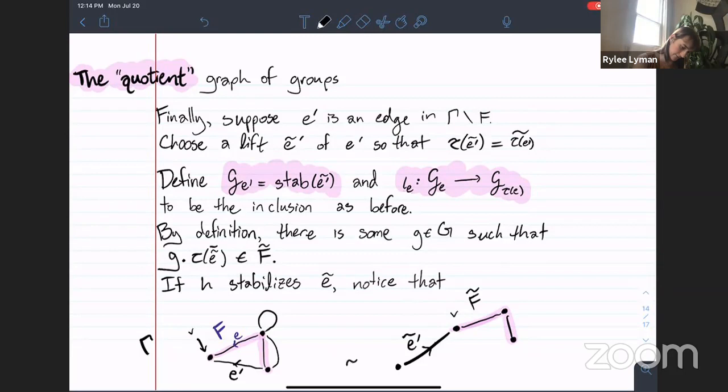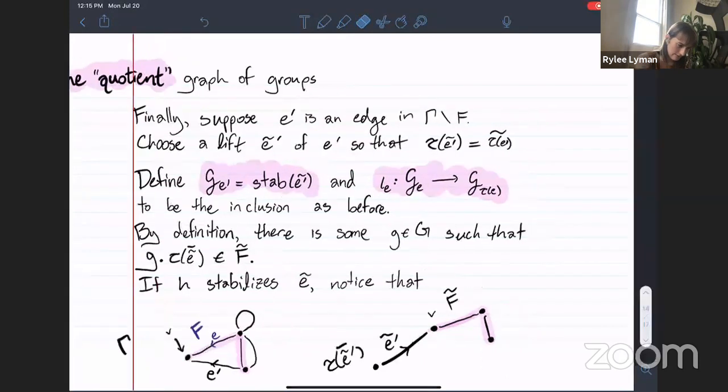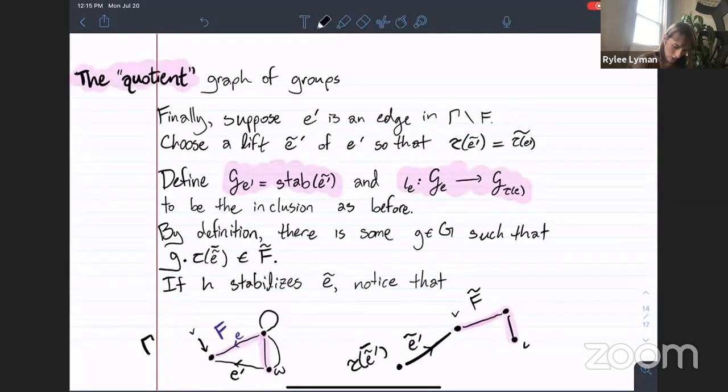So I have tau of E tilde bar. And let's see, it really is secretly in the same orbit as this W tilde, right? So there is some element of my group which sends this vertex right here to W tilde. I'm calling that G in what I've written so far. And I can do the following thing.